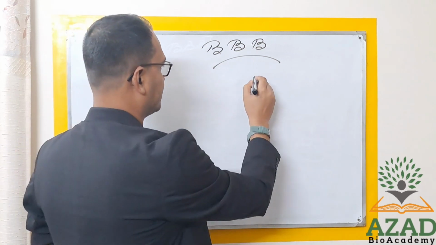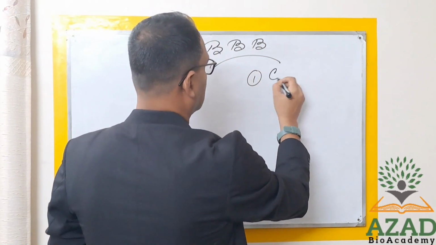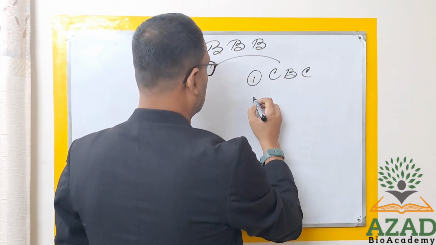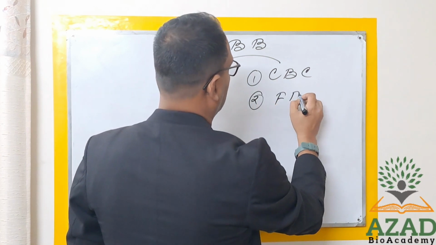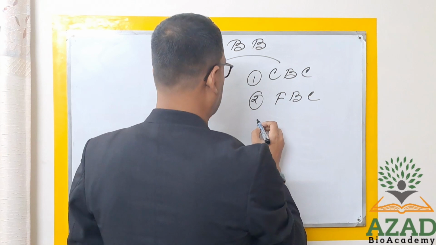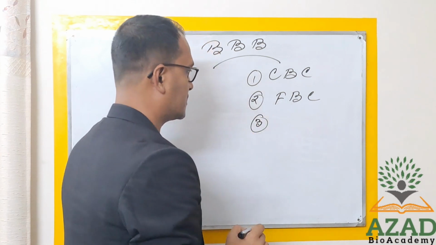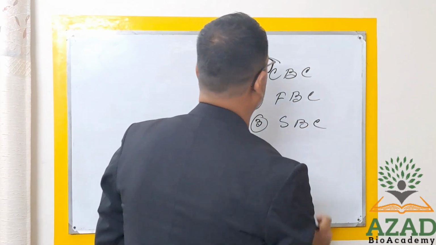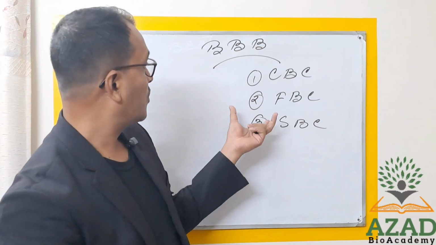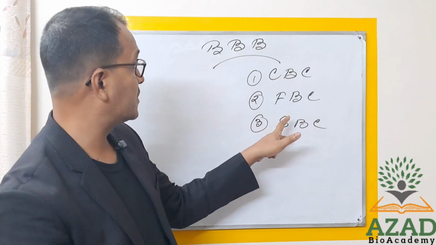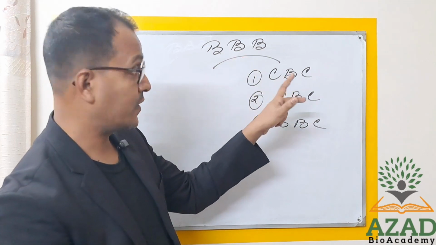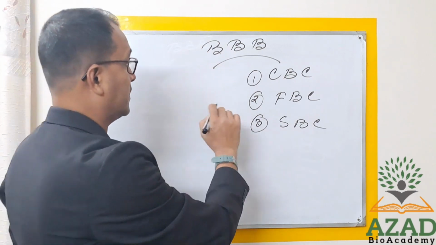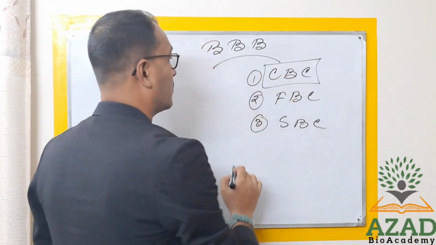One is continuous blood capillaries. The second one is fenestrated blood capillaries or blood vessels. The third one is sinusoidal blood capillaries. Okay. So I am discussing these other types before the blood-brain barrier, because it will make things clear before going to the blood-brain barrier.